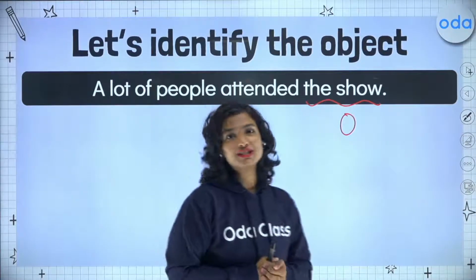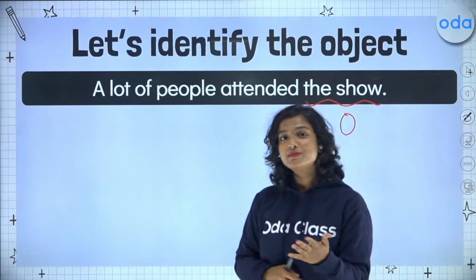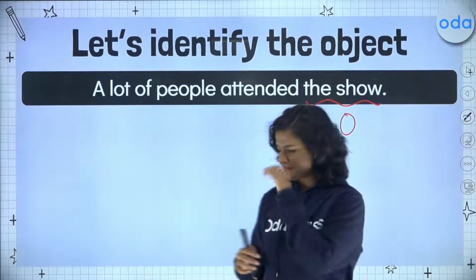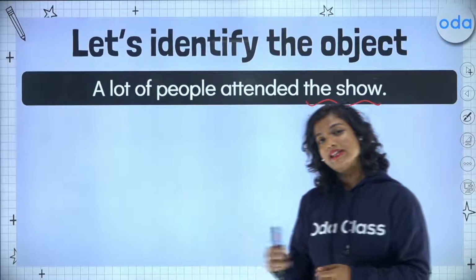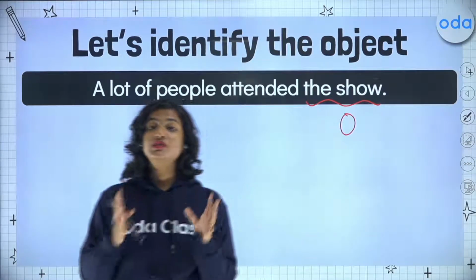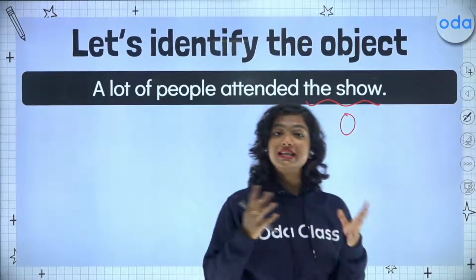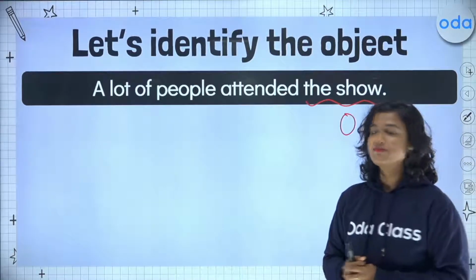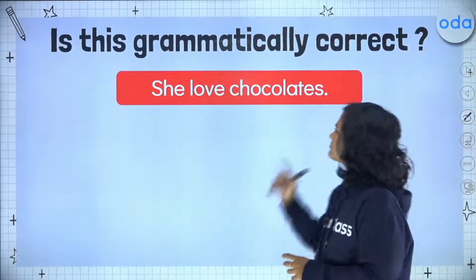The predicate itself has two parts. We have our verb, which is the action being performed, and then we have our object, which is the person or the thing that is affected by the action of the subject. Now I'm going to tell you the most important concept that you have to keep in mind when putting together these parts of a sentence. Let's take an example to understand why it's important.